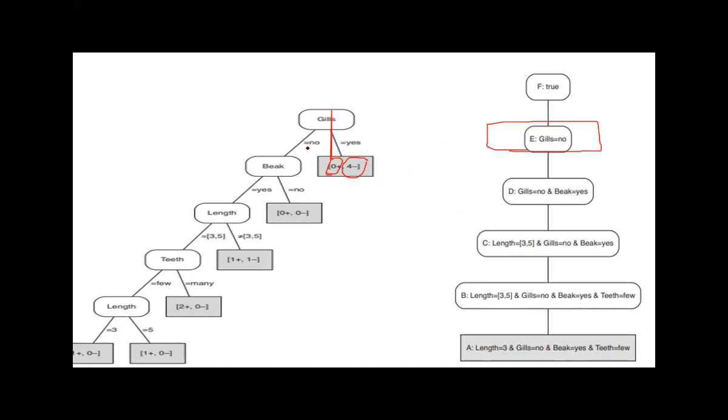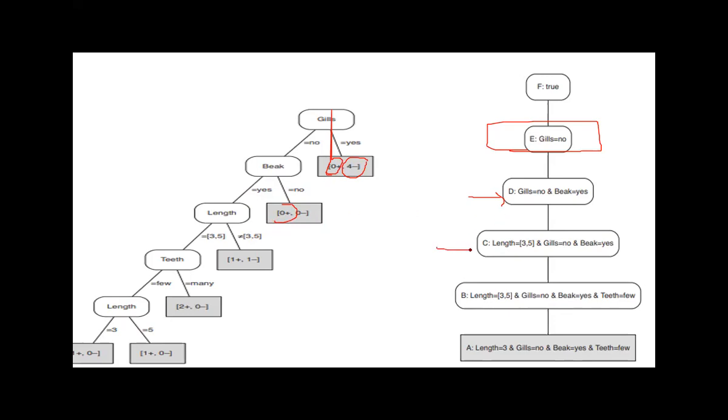Now come back to this D. If gills is no, then bake equal to yes. If gills is no and bake is also no, then we will be covering no positives as well as no negatives. For bake no, there is no example there, so we just say there are no positives and no negatives.